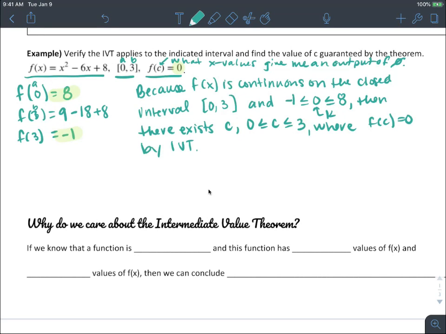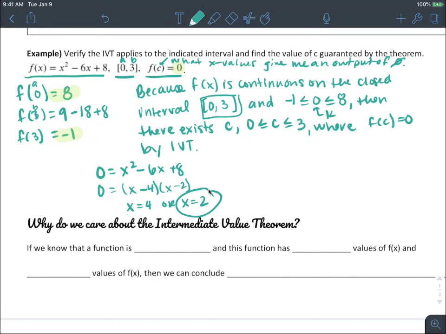So let's find that value. How would I figure out the value of x when y is 0? Well, we just take our function, set f of x equal to 0, plus 8. I'm going to go ahead and factor, so x minus 4 times x minus 2. So I can see that x is equal to 4, or x is equal to 2. But my interval is only between 0 and 3, so my only answer is when x is equal to 2.